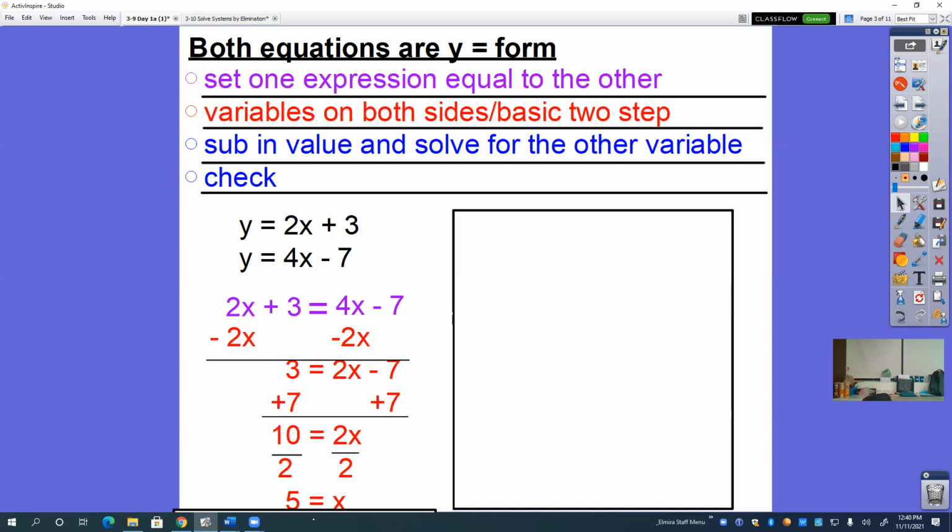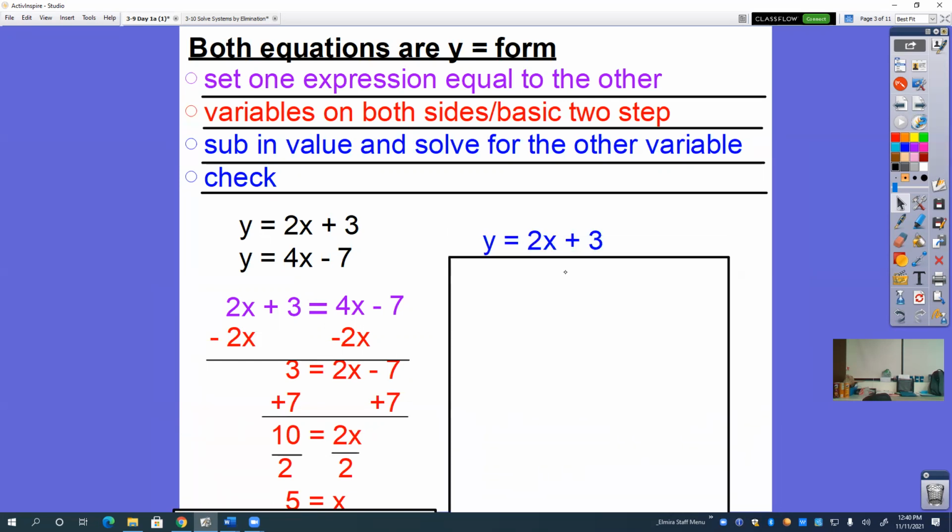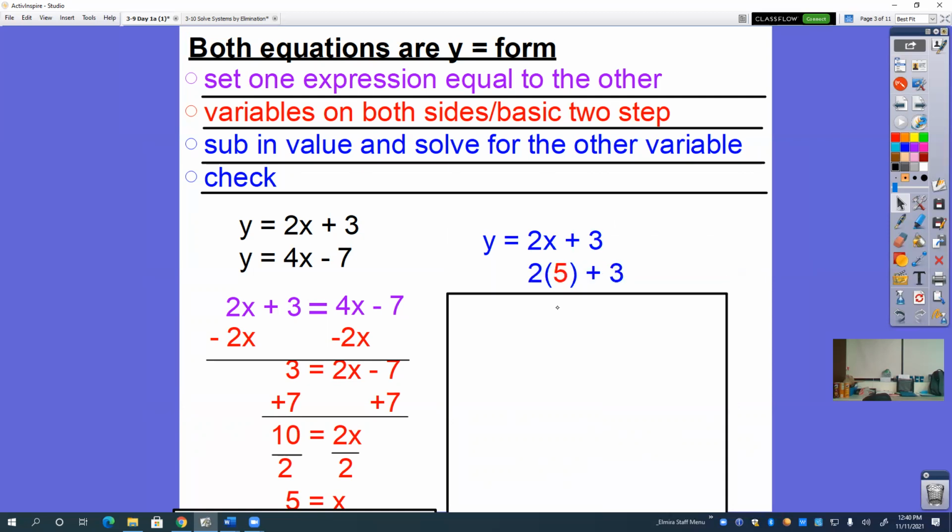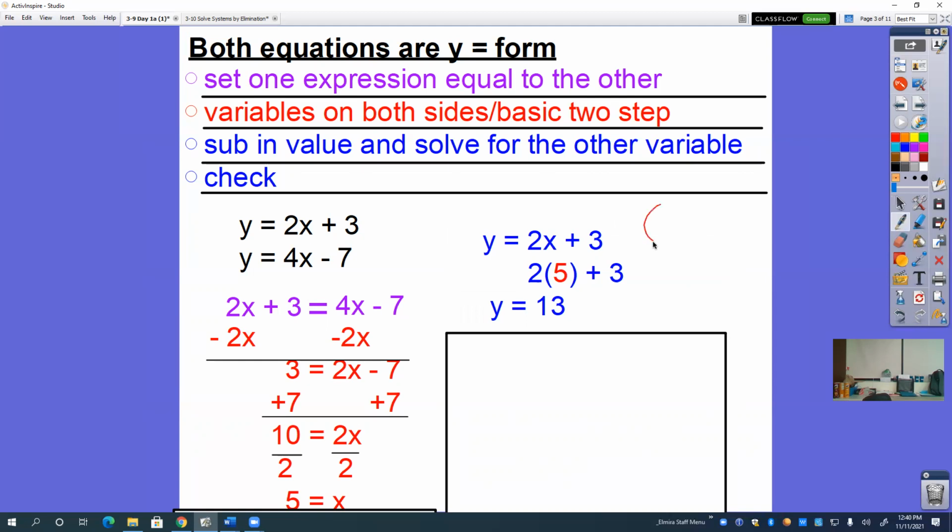Now we have to find our solution for y. Okay, so we have our original y equals 2x plus 3. We found x to be 5, so we replace x with 5. 2 times 5 plus 3 equals 13. So our solution then, of course, would be x equals 5 and y equals 13. And again, we write it in coordinate form. So x is 5 and y is 13. That's our solution.